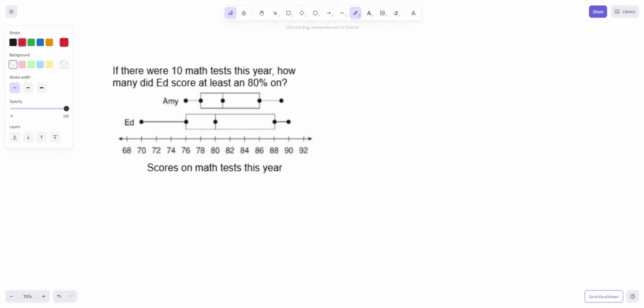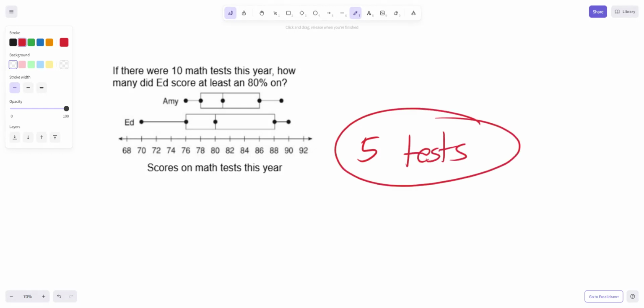And last one. If there were 10 math tests this year, on how many did Ed score at least 80%? On 80%, that's Ed's median. So if this represents 10 tests, median is half. So he scored at least 80 on half of them, right? 1/4, 2/4, so half of them. So he scored 80% on at least 5 tests. All right, that's it.